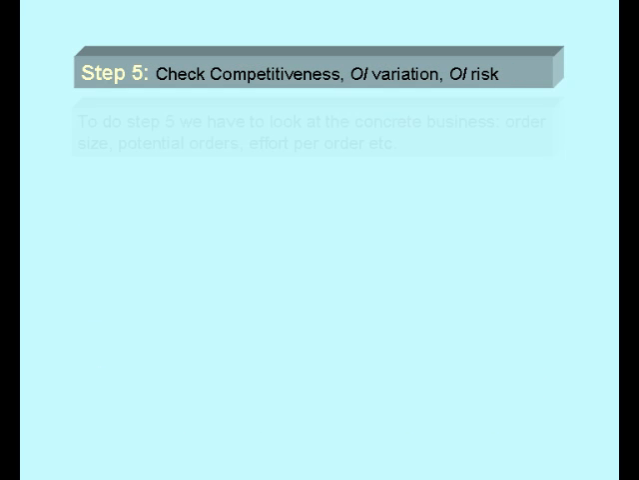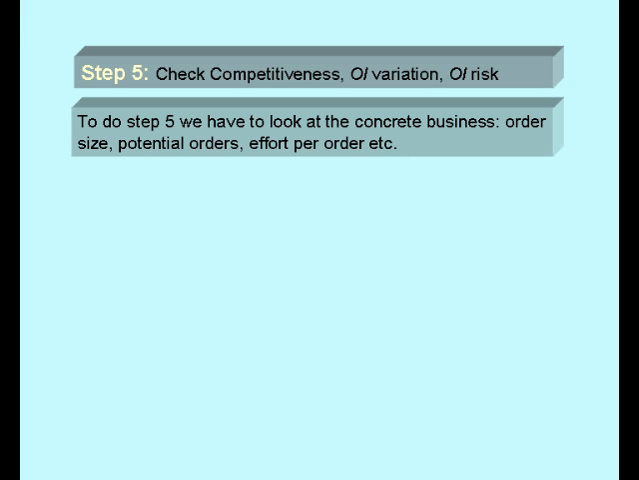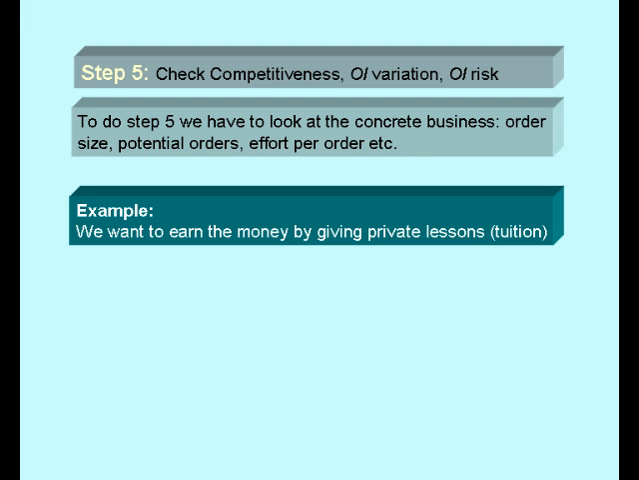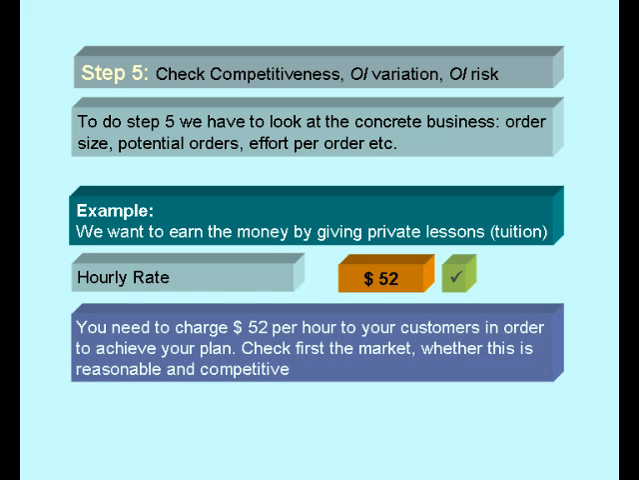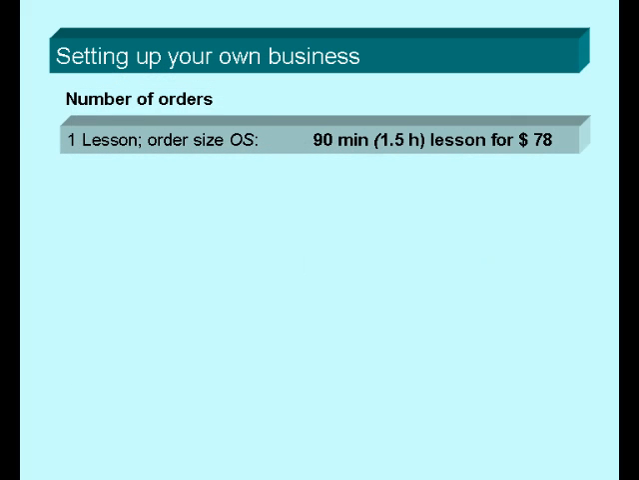Before we can continue with step 5, we have to look at the concrete business. As an example, I say we want to earn the money by giving private lessons. As we found out from our plan, the hourly rate is $52. We need to charge our customers $52 in order to achieve the parameters of the business plan. So now we have to check the market whether this rate is reasonable and competitive. Let's assume the rate is competitive and we plan to give a lesson with a duration of 1.5 hours or 90 minutes. Then we can calculate that we have to charge $78.